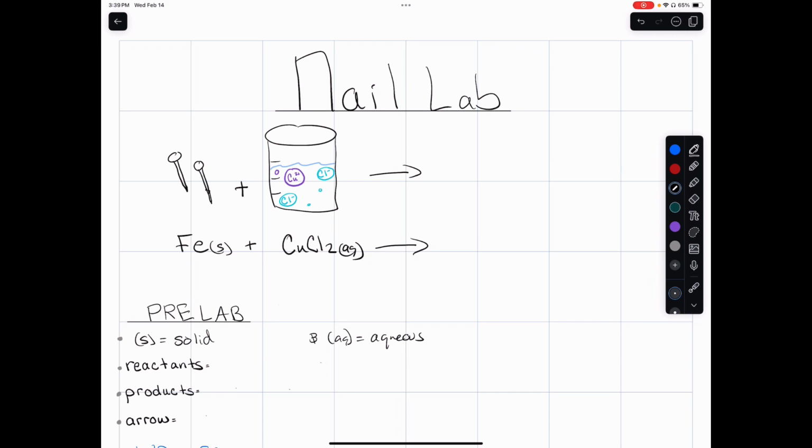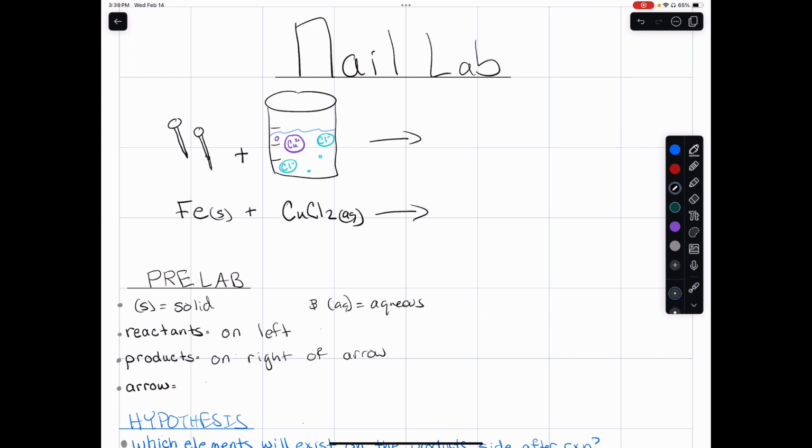Reactants is the term that we use to refer to the things that we put into a chemical equation. The chemical reactants are on the left side of the arrow in a chemical equation. In this case, iron and copper 2 chloride. The products are on the right side of the arrow in a chemical equation, and those are the things that will form. And finally, the arrow itself in a chemical equation means yields or reacts to form.